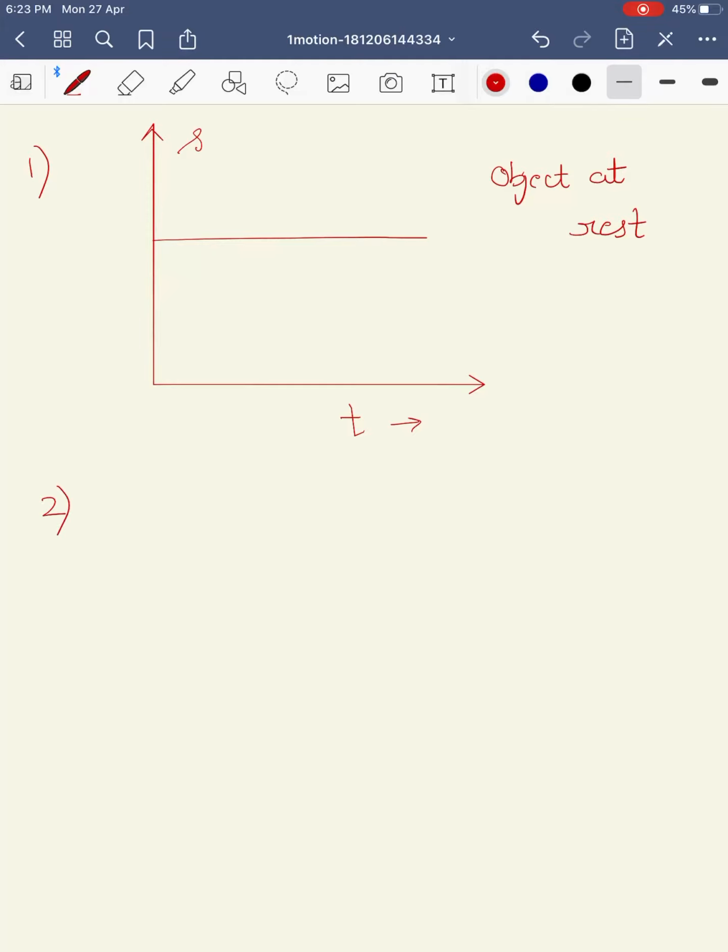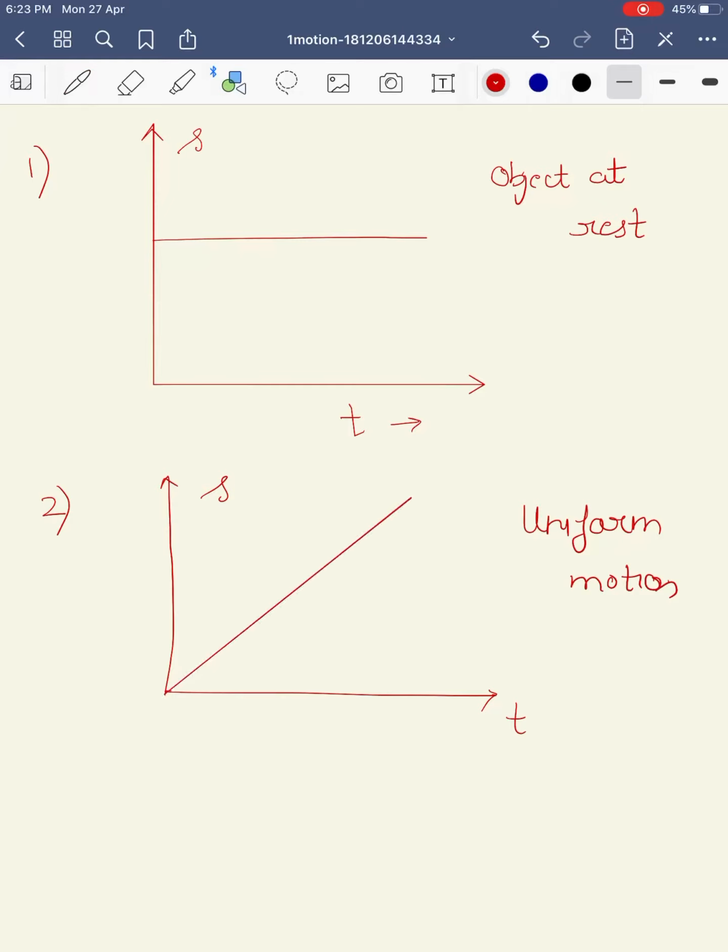Second case was again we will take time on x-axis and distance will be taken on y-axis, right? Second was the case for uniform motion. In case of uniform motion, we had seen that distance time graph was a straight line, right? It was a straight line passing through origin. So this showed that an object covered equal distances in equal interval of time. That is why distance time graph for uniform motion is always a straight line.